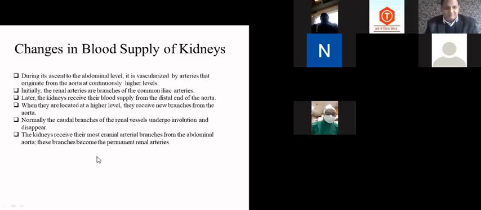The changes in the blood supply of kidneys. During its ascent to the abdominal level, the kidney is vascularized by arteries that originate from the aorta at continuously higher levels. Initially, the renal arteries are branches of the common iliac arteries. Later, the kidneys receive their blood supply from the distal end of the aorta.